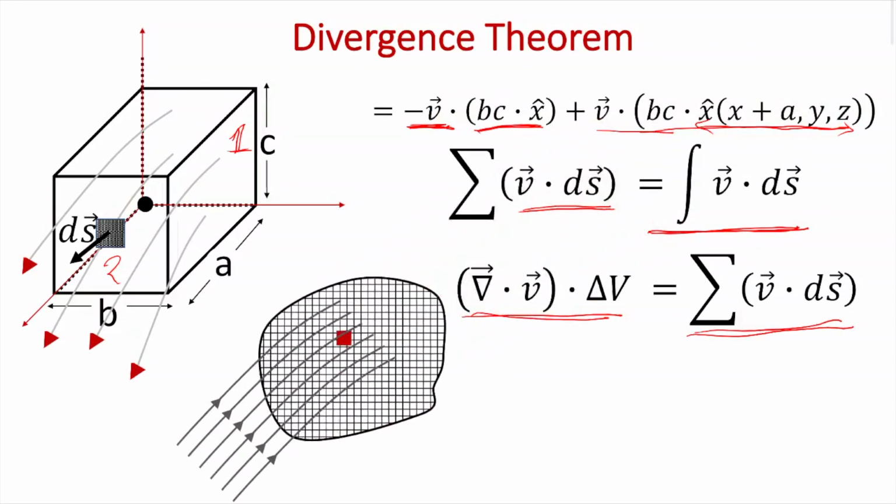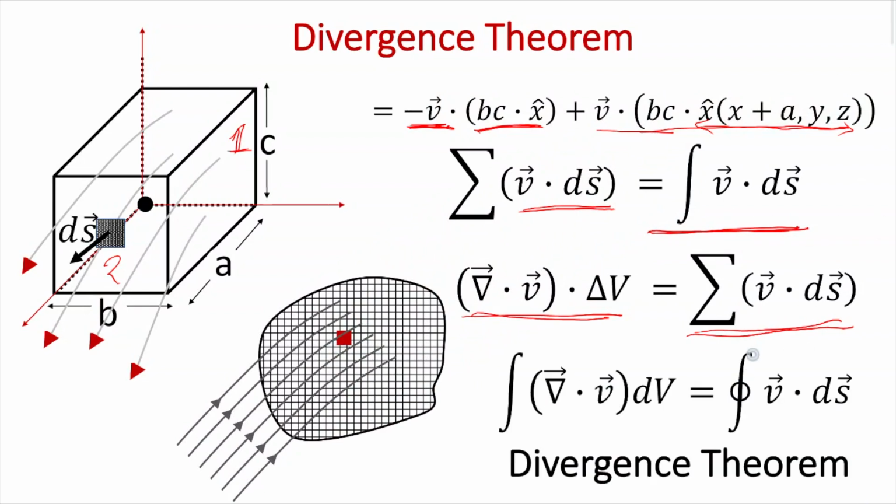Now let's imagine you have a volume which has a random shape. In this case, we will consider a small area on the surface, and then we're gonna calculate the surface integral over v dot ds, which is equal to del dot v into delta v. And this way we can write the divergence theorem.